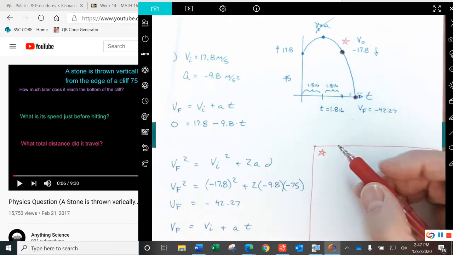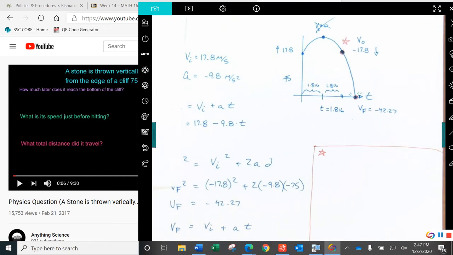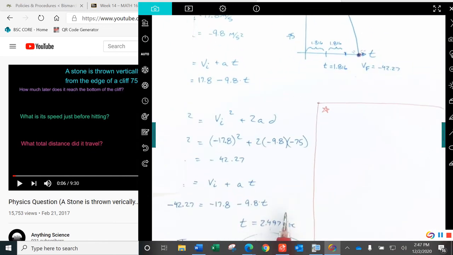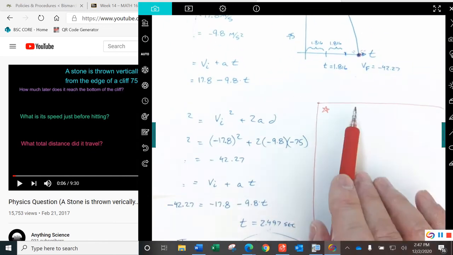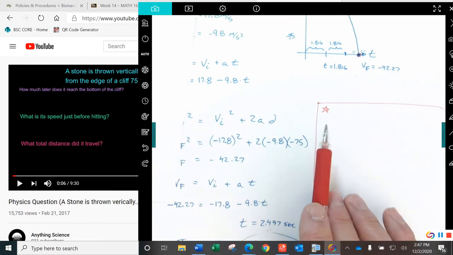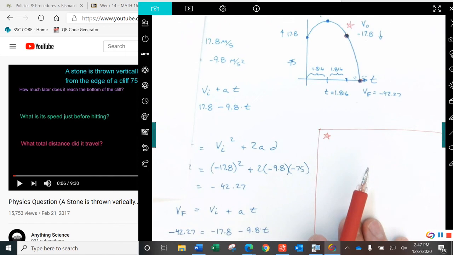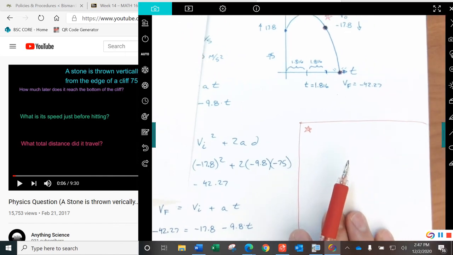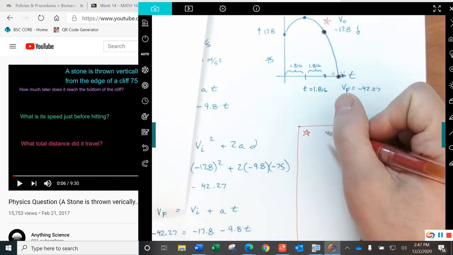But this is easy to account for with our kinetic energy. So I'm going to find the same 2.497 seconds, but a different way. So my answer here is going to give us the same information, but it's going to be a different way. And this is by conservation of energy. That was the question that I wanted to address.